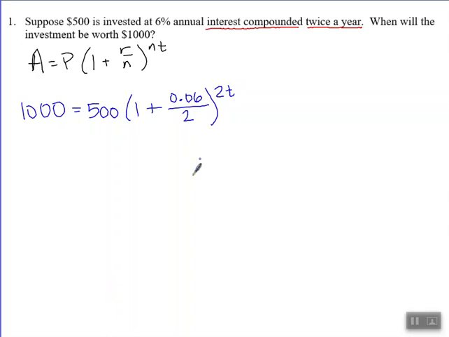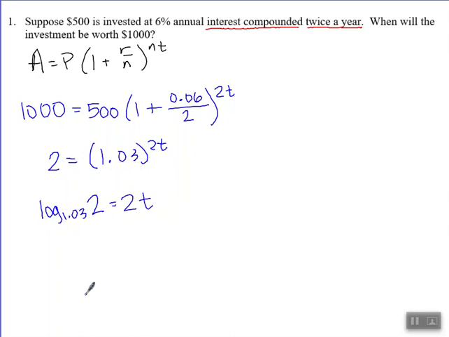When you are solving these type of problems, the first thing you want to do is isolate the exponential. So we need to divide by 500. And I'm going to go ahead and simplify what is in the parenthesis. Then to solve this, you need to convert this to a logarithm. So I have log base 1.03 of 2 equals 2t. Then you divide by 2.